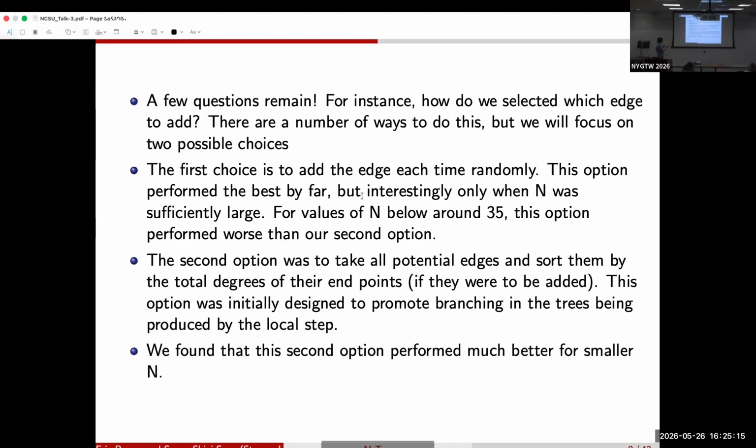Yeah. So the second option performed way better for smaller n, and the first option performed way better for larger n. And the difference here is stark. In the paper, we talk about an experiment we ran with the first option, choosing the edge at random with 60 vertices. After 5 generations, we found something like 40,000 unique counterexamples to log-concavity. If you do this option instead, we found something like 200. So this performed considerably worse.